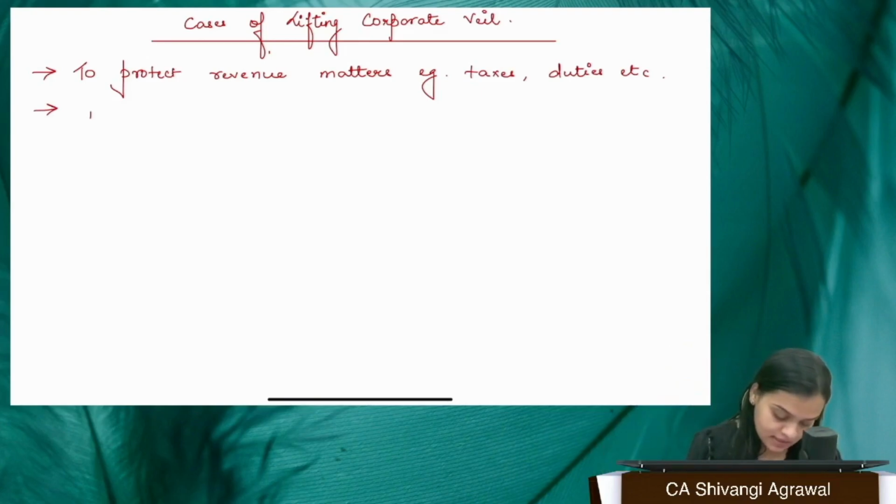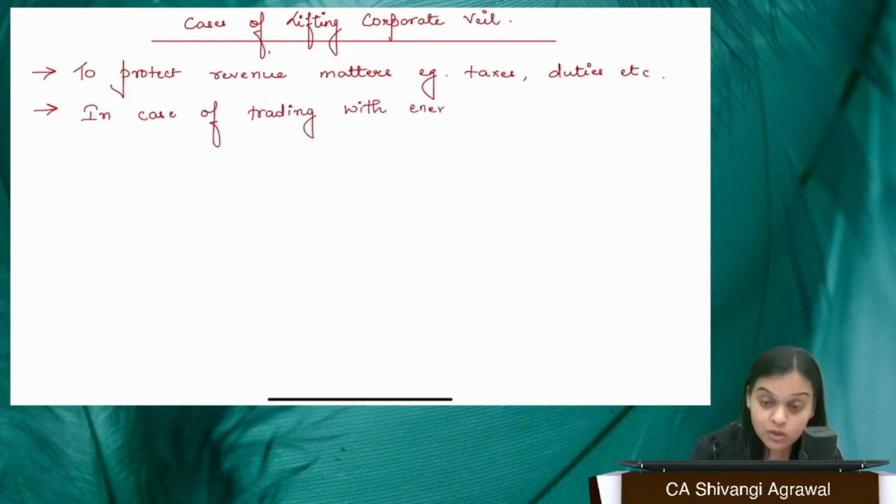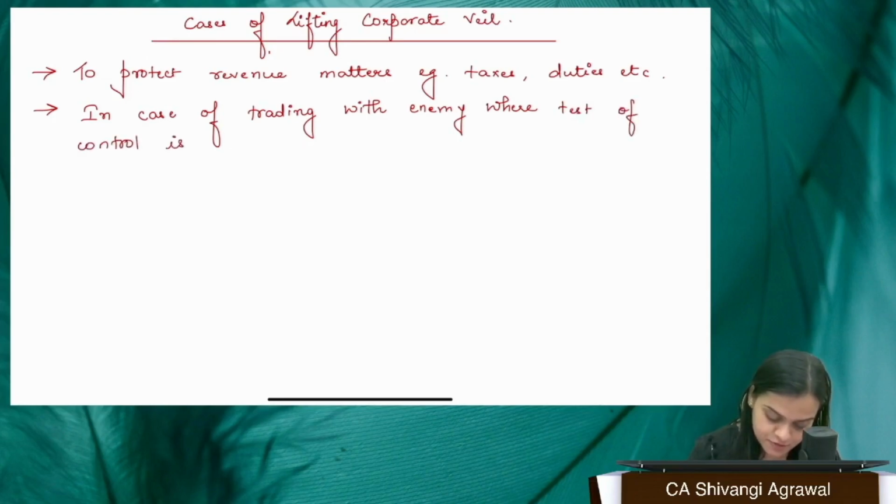Okay. Second is in case of trading with enemy. When you want to trade with an enemy, you want to test whether it is your enemy or not, where the test of control is adopted.